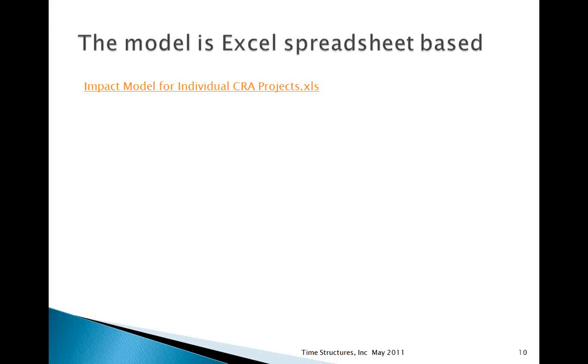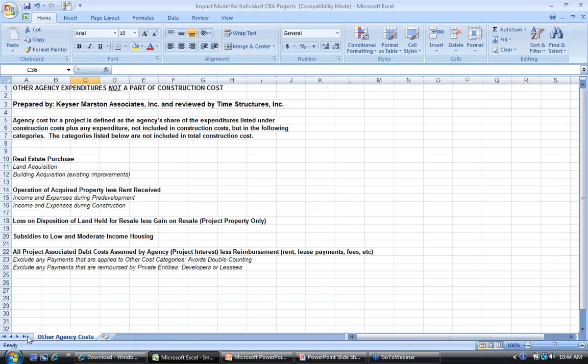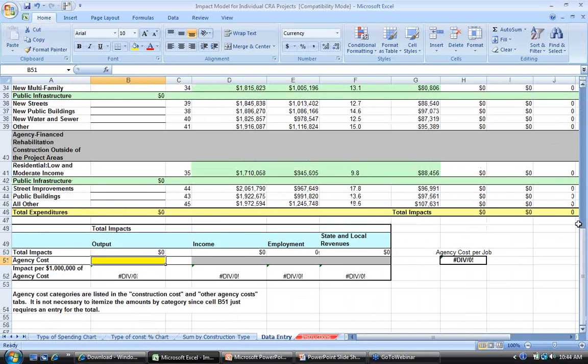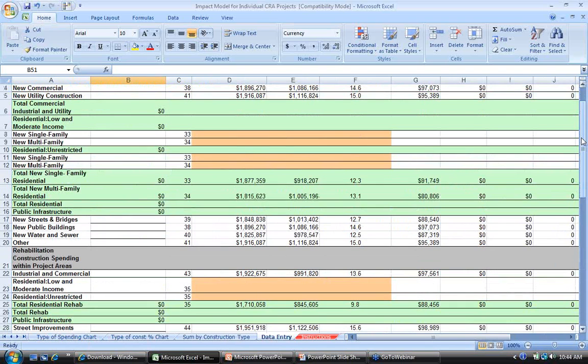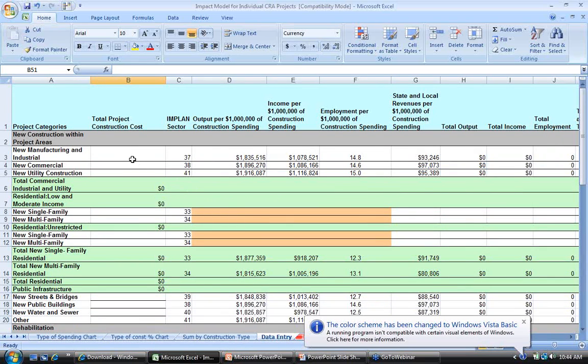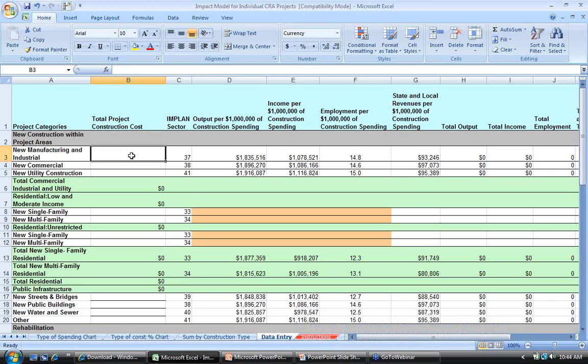Okay, so let's take an initial look at this model. Oops, there we go. Lost my cursor there. And let's get back to the data entry. All right, this is relatively simple, but let me explain what goes into this. This is where you put the data in. This is the total project construction cost. And in later slides, we'll talk about how you actually come up with that number.